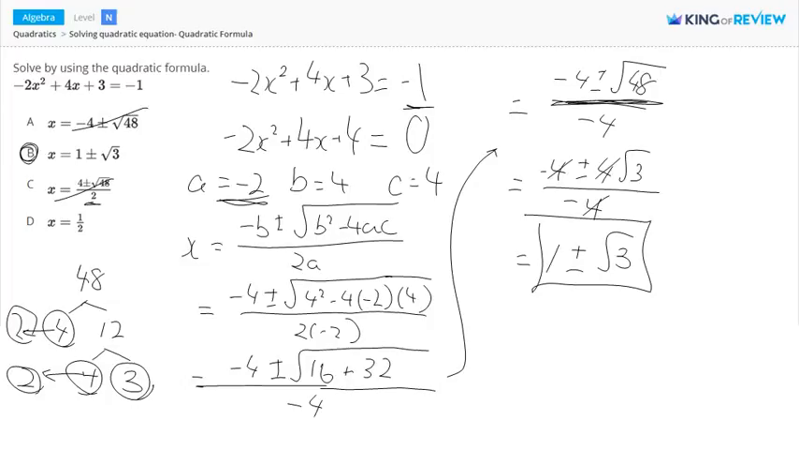And option D is clearly wrong. If you plug this back into this equation, you'll see that that is not going to equal negative 1. So you immediately know that that's wrong. And so the answer to this question is B.